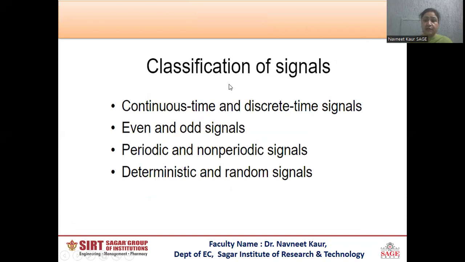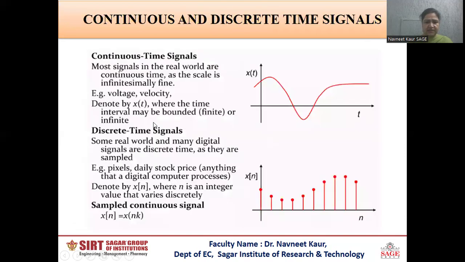Now, we'll start with the classification of signals. Signals can be continuous time and discrete time signals, which I have already discussed. They can be even and odd signals, periodic and non-periodic signals, deterministic and random signals. Continuous time signals, I have already discussed in my previous slides. We'll just recall this concept: the continuous time signal is defined at every instant of time. Say it is a voltage signal or a velocity signal. It is denoted by x(t), and it is dependent on the independent variable t.